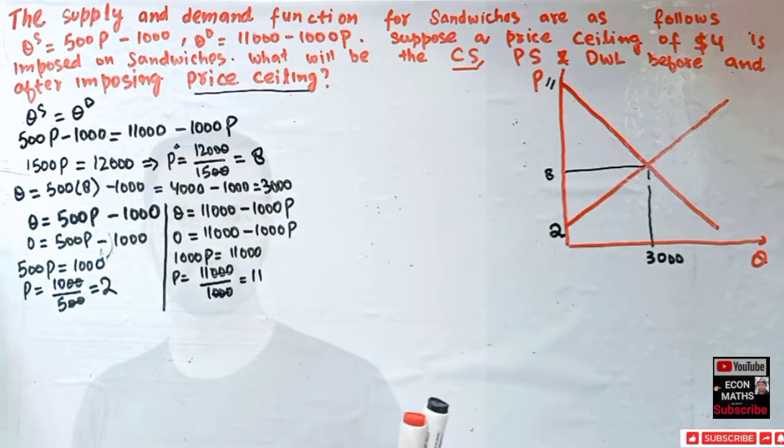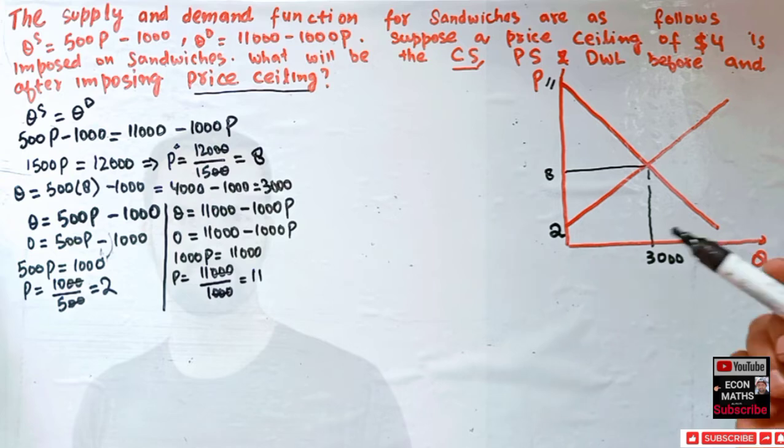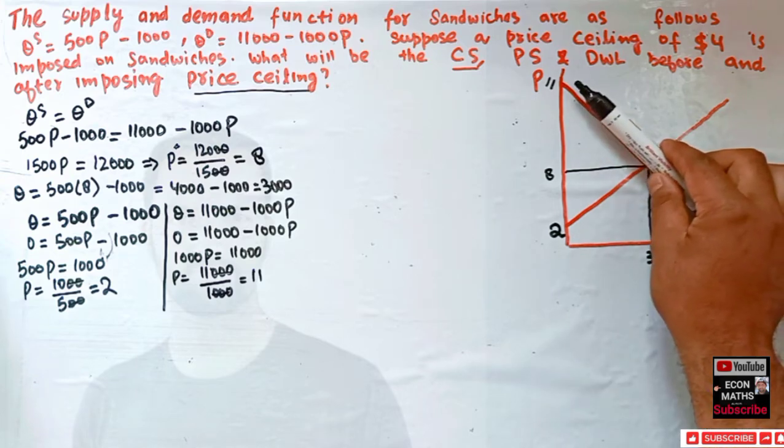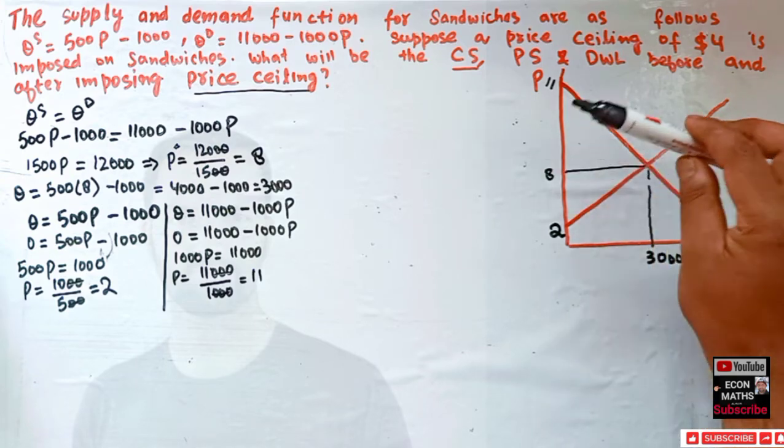Now we are able to calculate the consumer surplus and producer surplus. As I told you, consumer surplus is the area which is below the demand curve and above the equilibrium price.